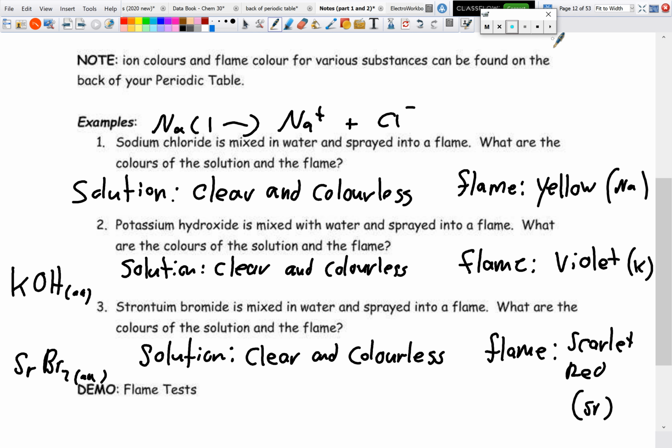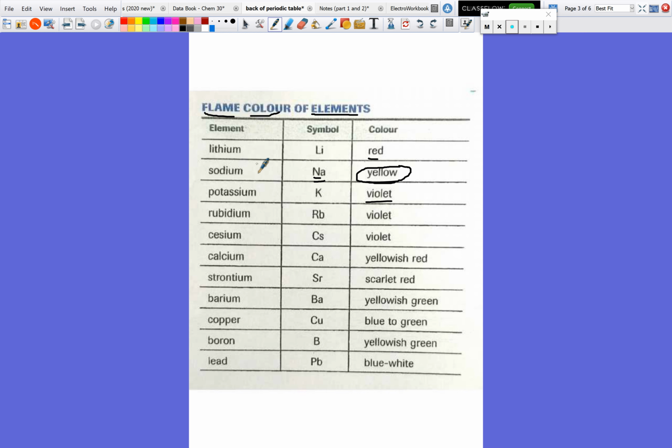And this is what you should get. So for the KOH, the solution should be clear and colorless, and the flame should be violet based on the potassium being present. And for the strontium bromide, same thing, the solution is going to be clear and colorless, and the flame should be scarlet red based on the strontium. Now normally it says here demo flame test, so if we were in class I'd have a bunch of these solutions done up and show you the colors of the flames, but obviously I can't do that right now, so you're going to have to refer to the back of your periodic table, this one right here, and figure out the flame colors.